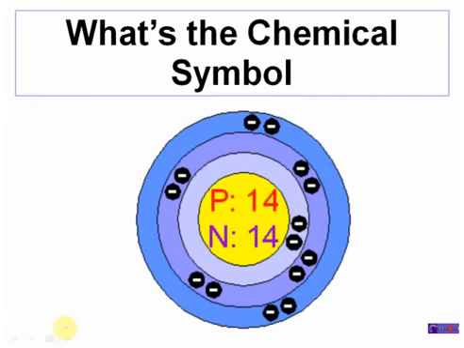What is the chemical symbol for this element? This element has 14 protons in the nucleus. This is my protons. It has 14 neutrons. So what is my chemical symbol? Maybe you want to press pause while I do this problem.